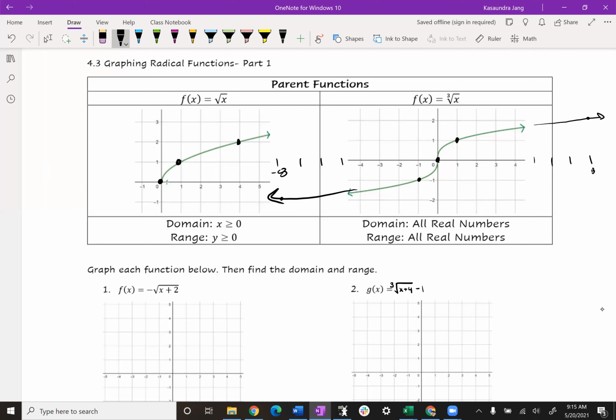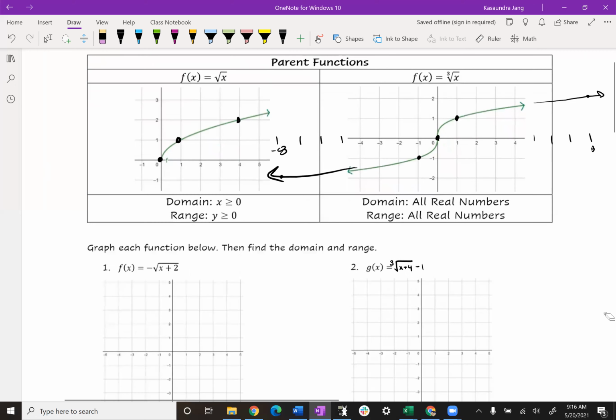All right, so the reason I bring up those 8 and negative 8 points is because it really could be a straight line if I just went through those other 3 points. The ones that are cube root of 8 and cube root of negative 8, those kind of help me see the curve. And let's see if we can graph the next few questions here.